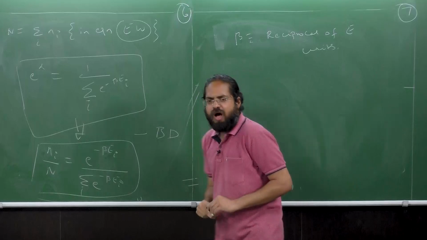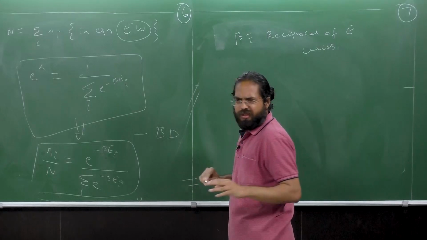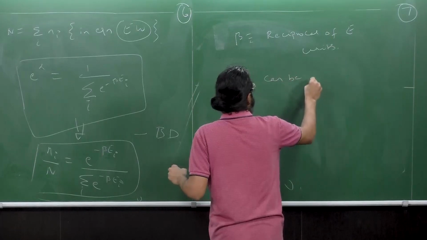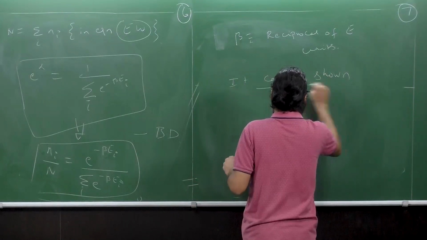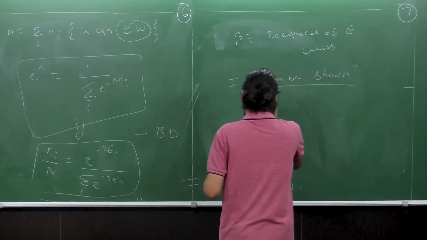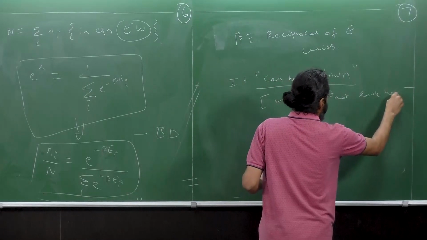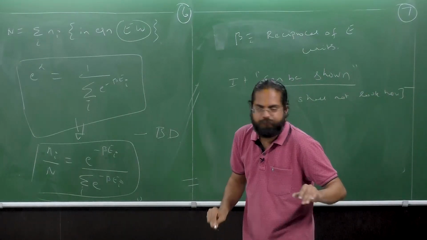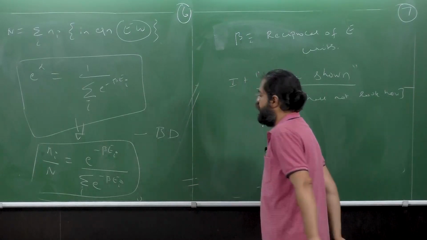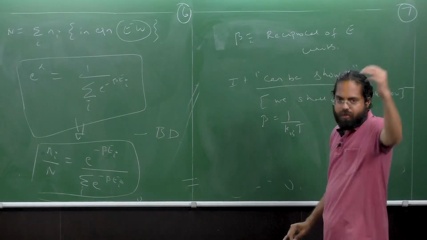Now, independent of this derivation, it can be shown, note, it can be shown. We shall not look at how, right here, that beta is equal to 1 over kBT. What is kB? The Boltzmann constant, which is given by R by Na, and T is of course the temperature.